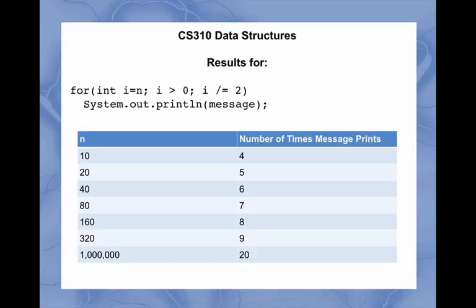So these are the results for I divided by 2. So we go 10, 20, 40, 80, doubling each time. Notice that the number of times the message prints is one more when we double the input size. Therefore, the number of times the message prints doesn't double, it increases by 1 when we double n. This is log behavior.